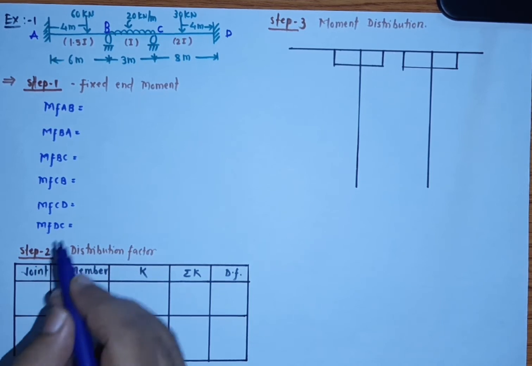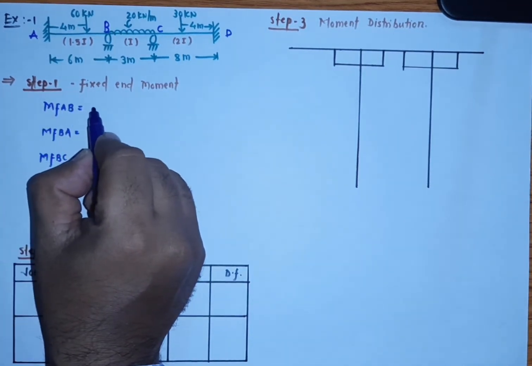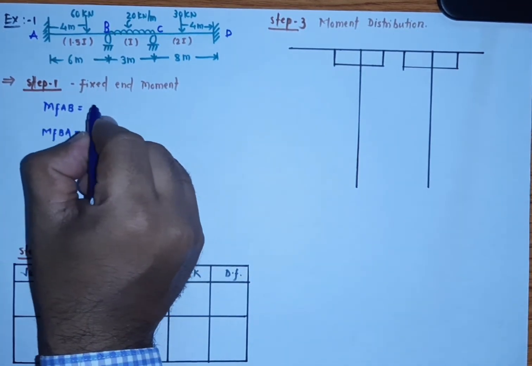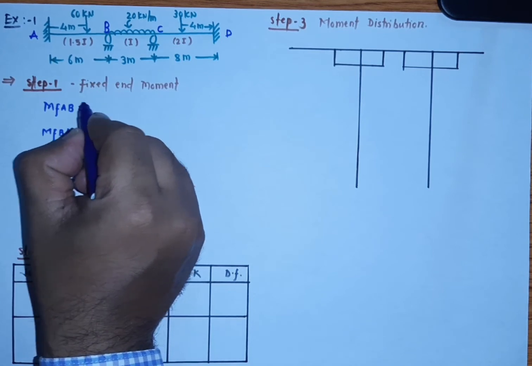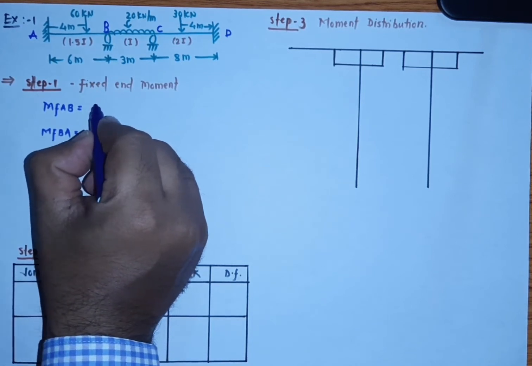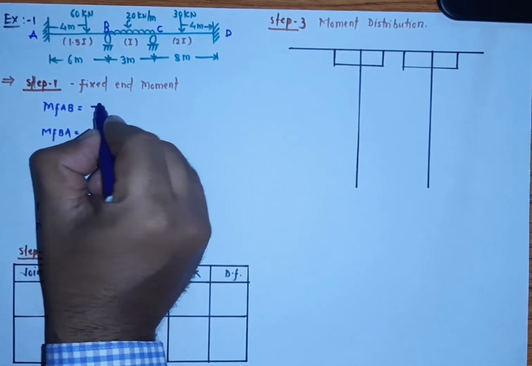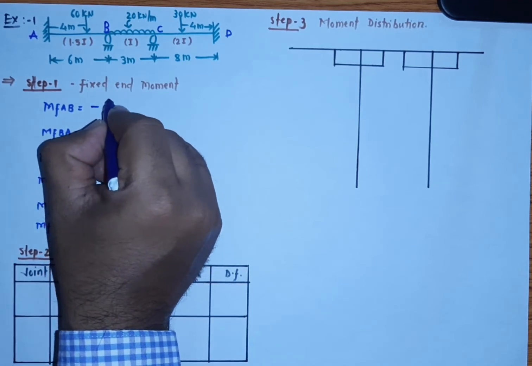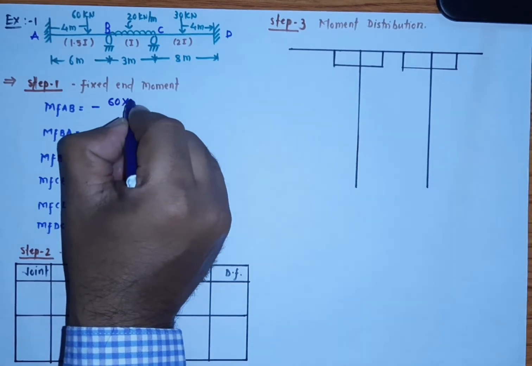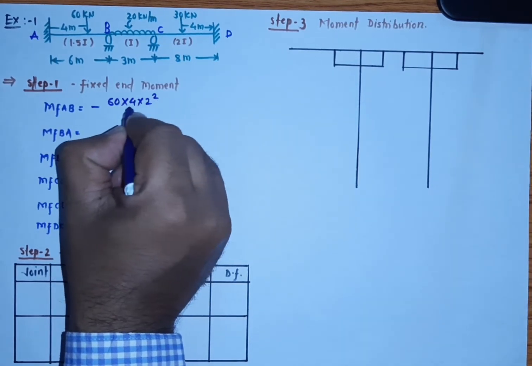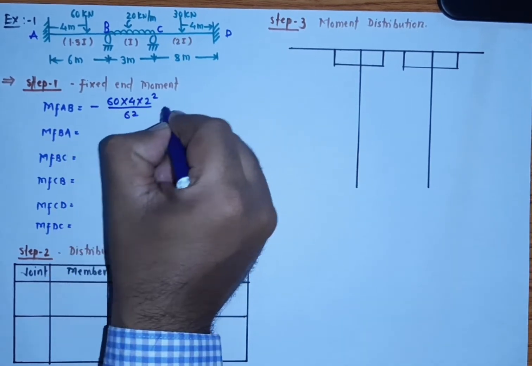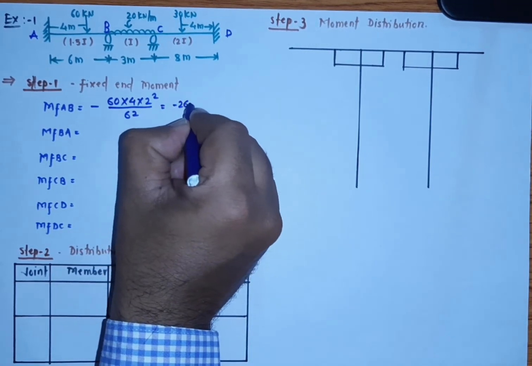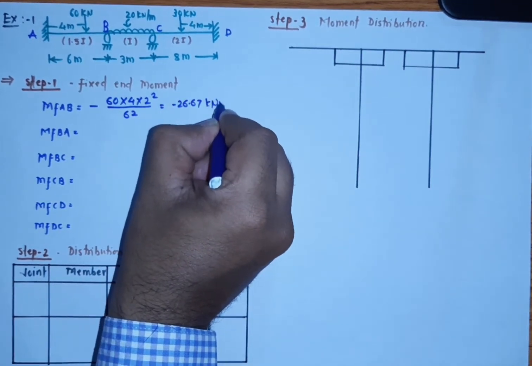Let us calculate the fixed end moment for AB. As it is eccentric, let us consider the first value as anticlockwise. That's why it will be minus WAB square divided by L square. That is nothing but 60 into 4 into 2 square divided by 6 square. That is nothing but minus 26.67 kilonewton meter.